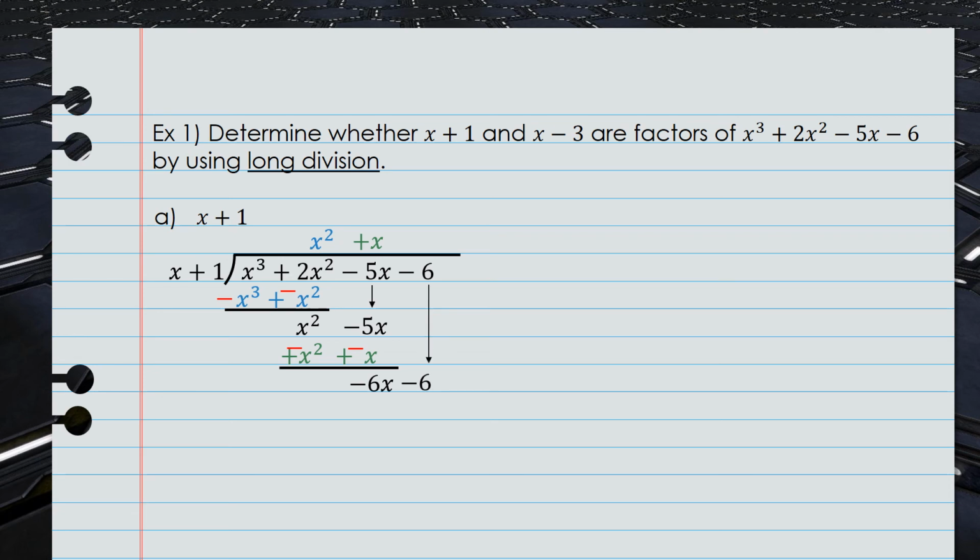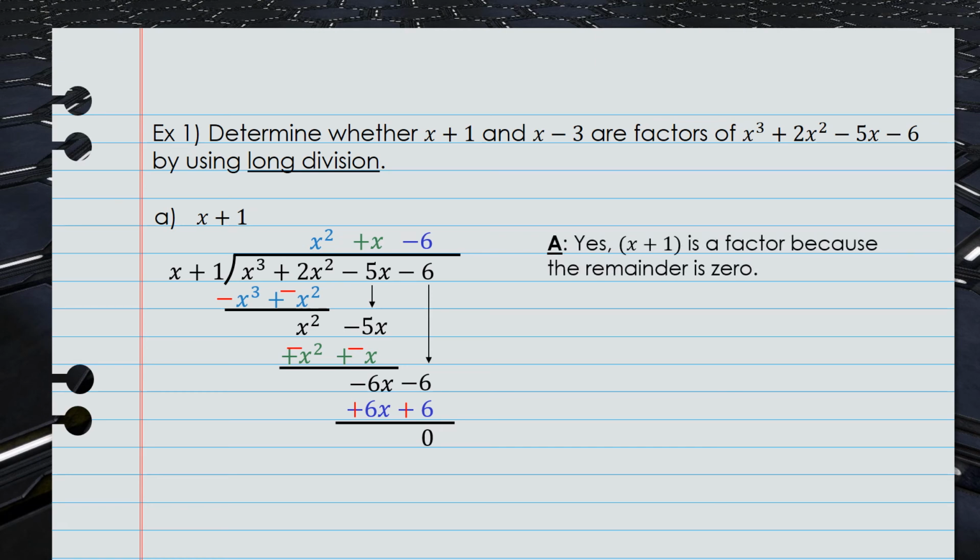The next value is negative 6, and we start back again. We divide the leading terms. Negative 6x divided by x is negative 6. Now we multiply. Negative 6 times x plus 1 is negative 6x minus 6. Time to subtract, so we draw the line and change the signs. Negative 6x plus 6x cancels, and negative 6 plus 6 gives us 0. So we've done the division, but now we need to answer the question. Is x plus 1 a factor of the expression? Yes. In this case, x plus 1 is a factor because the remainder is 0.